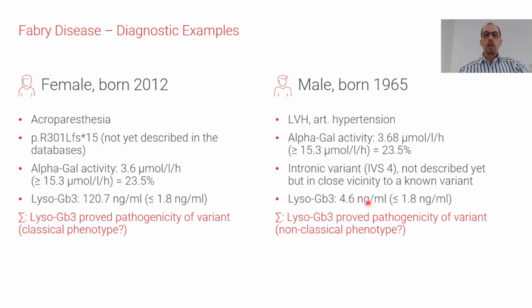Lyso-Gb3 was increased, not that much, but increased. So again, even in that male with the borderline reduced alpha-gal activity, lyso-Gb3 proved the pathogenicity of the variant for sure in a non-classical phenotype.